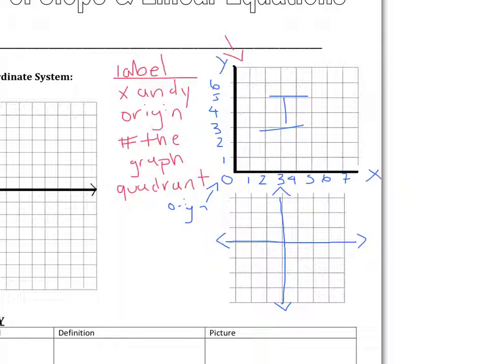Okay, you should have had this as your 0, and we would have had 1, 2, 3, -1, -2, -3. Again, 1, 2, 3. And then -1, -2, -3. Your origin is this point right here. And then our quadrants should have been 1, 2, 3, and 4. And our x and y axis were x and y.